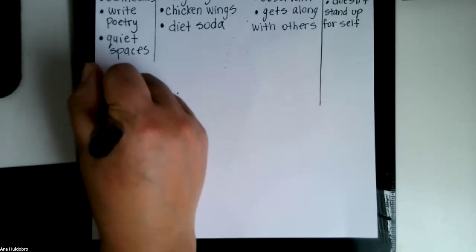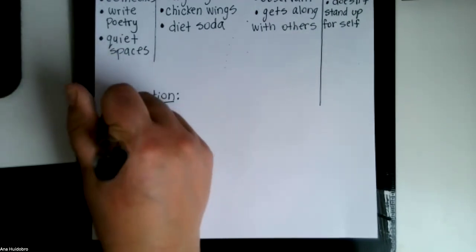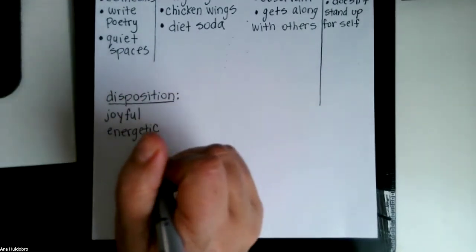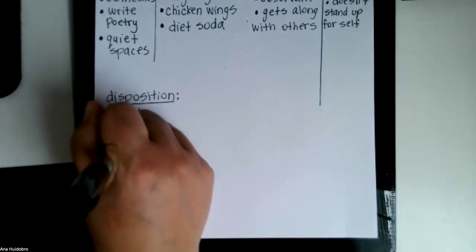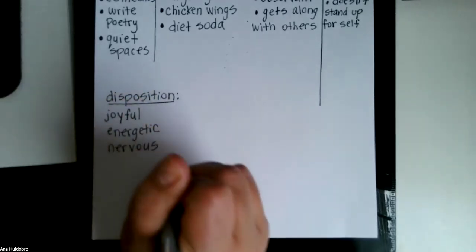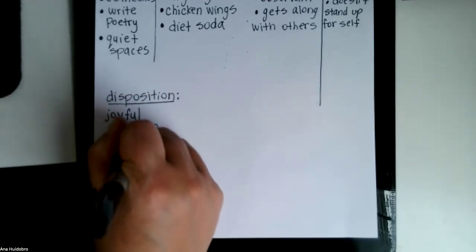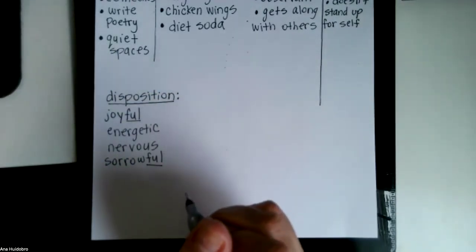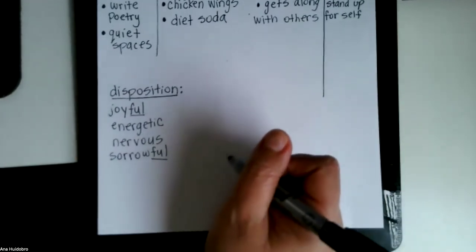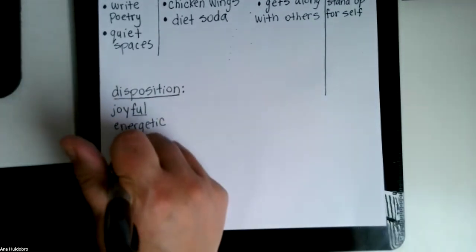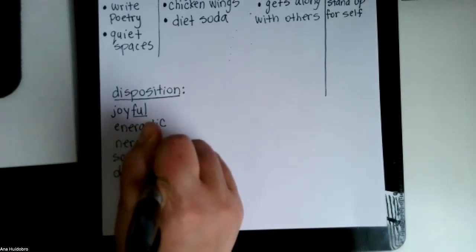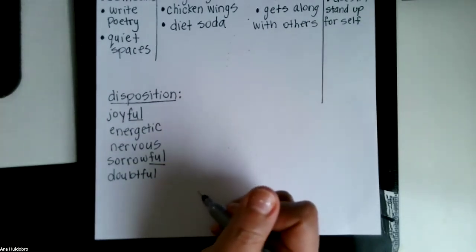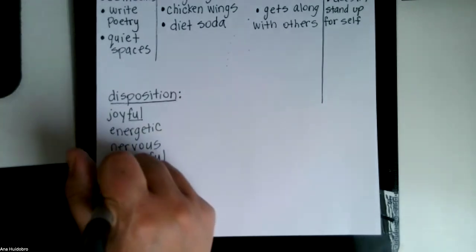So how about if I put here joyful, energetic? I'm not really energetic, but I'm jealous of people who are. I think it's awesome. Maybe nervous, oftentimes nervous, maybe sorrowful. If you notice too, joyful and sorrowful have the suffix full. So they're full of joy, full of sorrow, right? Same with this word, doubtful. Maybe your character questions everything. Oh, did that really happen? I don't believe that. Is that true? I don't know, right? Doubtful.